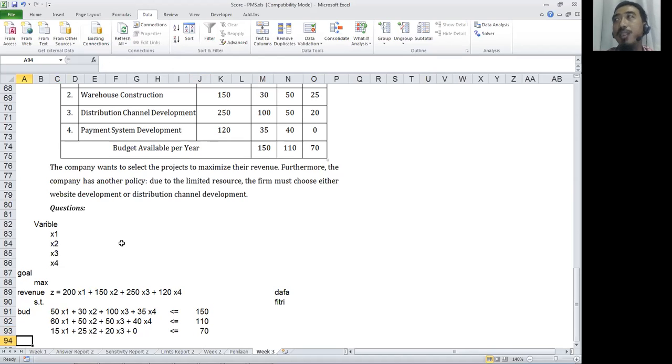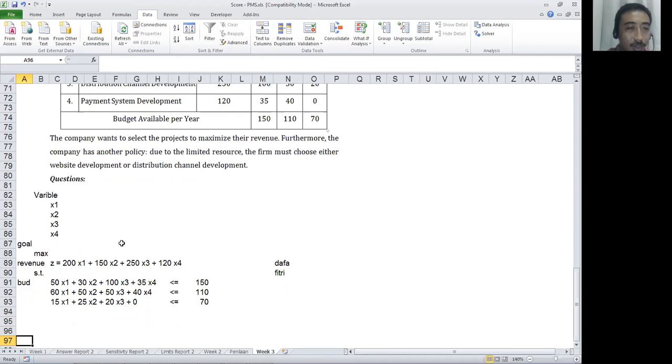The last constraint is in a sentence but challenging. We will try another variation of this kind of constraint, but we use this first. Because of the limited resource, the firm must choose either website development or distribution channel. What do you think? So how do we formalize this constraint?